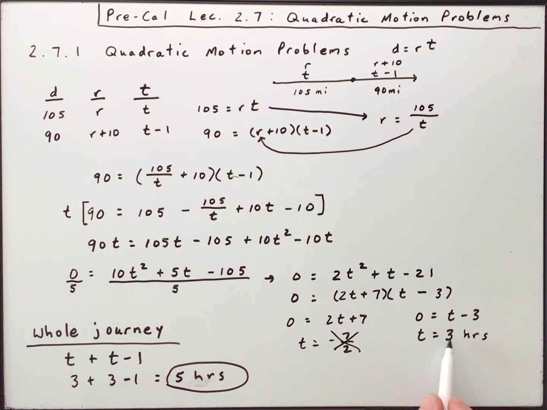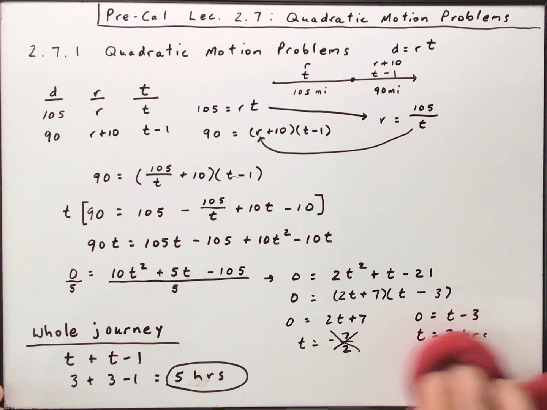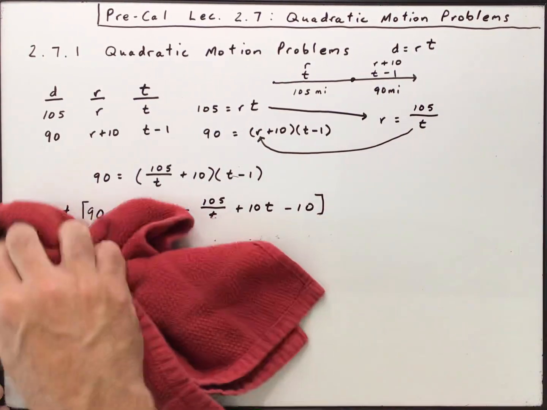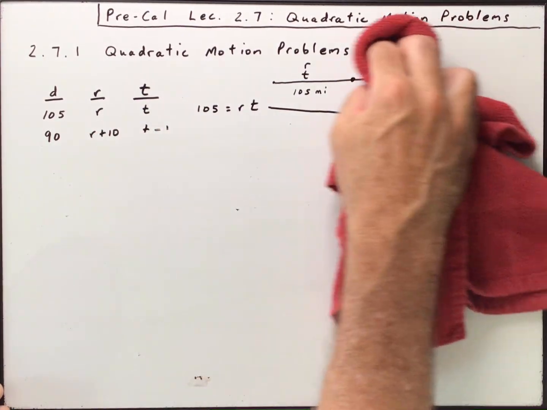So a lot of students will circle, they'll get that answer and they'll be excited. Hey, it's 3 hours. No, read the question. It's the whole journey. All right. So that's pretty cool. Maybe a little bit complicated, but it's a lot like the ones that we did earlier in Chapter 2, where it wasn't a quadratic.